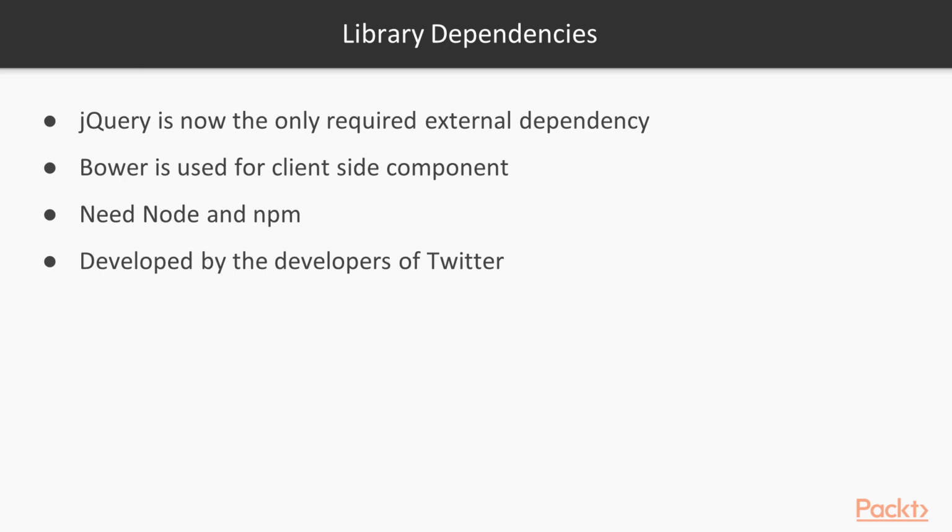Bower is a package management control system for client-side components. To use Bower, you must have both Node and NPM installed. Bower was developed by the developers of Twitter.